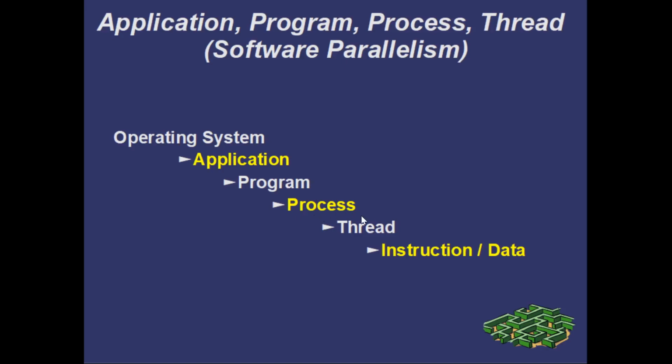When one application has multiple processes, this is something I'm not very sure about, whether that is possible. It is like saying we are creating two different applications, but logically it should be possible. But definitely one process can have multiple threads, and one thread can have a set of instructions. That set of instructions can be 10 lines of code, or it can be 100 lines of code. So here we are talking about software parallelism.